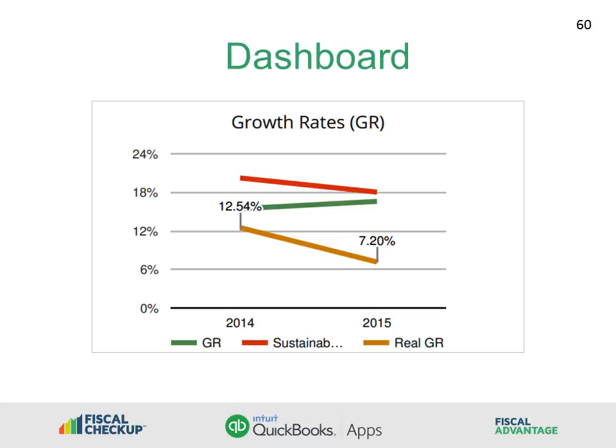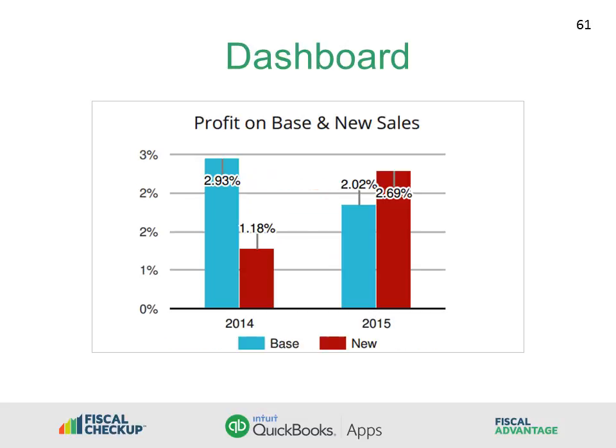The real growth rate represents the actual growth rate of the company after adjusting for price and cost of goods sold changes. The sustainable growth rate is the maximum growth rate that can be supported by the company's balance sheet. Any growth above the sustainable growth rate over the long term would require external sources of funds. More information can be found in the profit driver report.